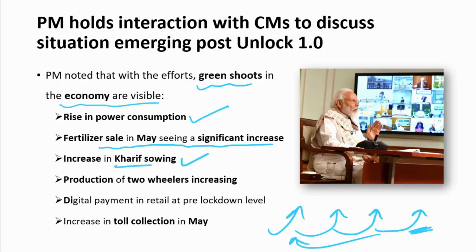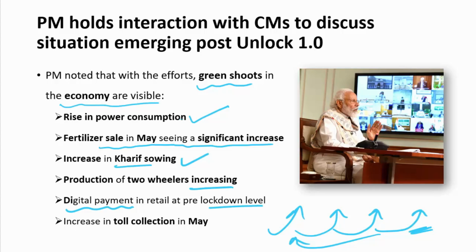So all these are interlinked, and this is the rural economy, the basic structure of the rural economy for farmers that actually helps the overall economy of the Indian market to grow. Further, the production of two-wheelers also has increased in this particular period. Digital payment in the retail at pre-lockdown level already.